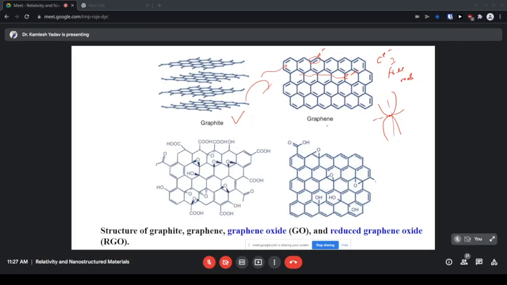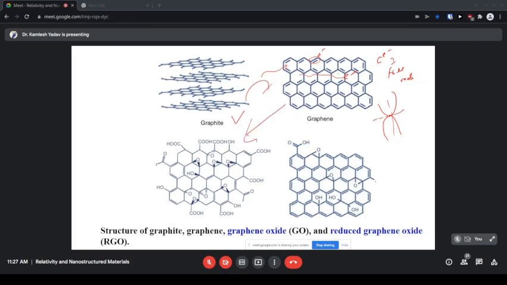Sir, but in solar cells, we only use semiconductor materials for the band gap, not conducting materials. Due to the low band gap, we can't use this material. Yes, you are absolutely right. That is why we are considering other materials.